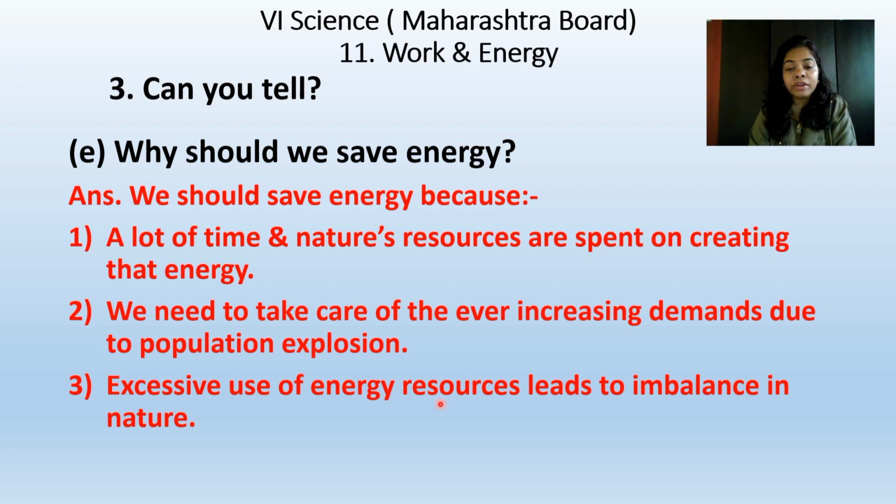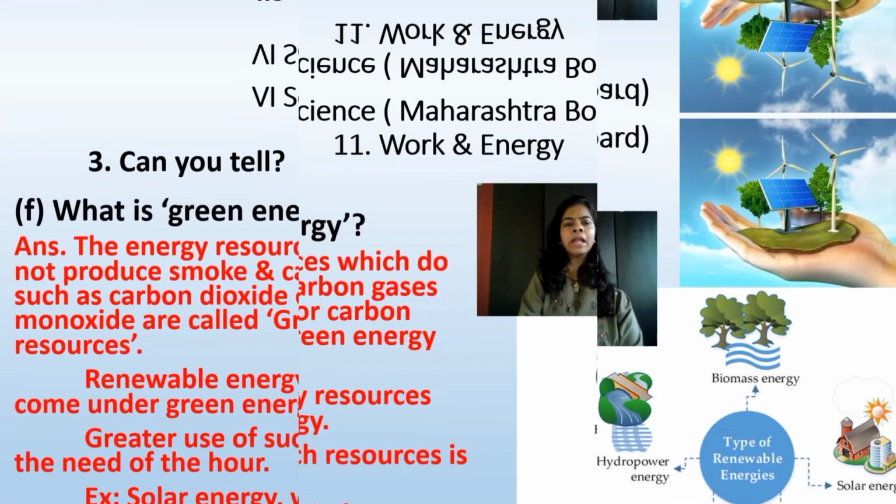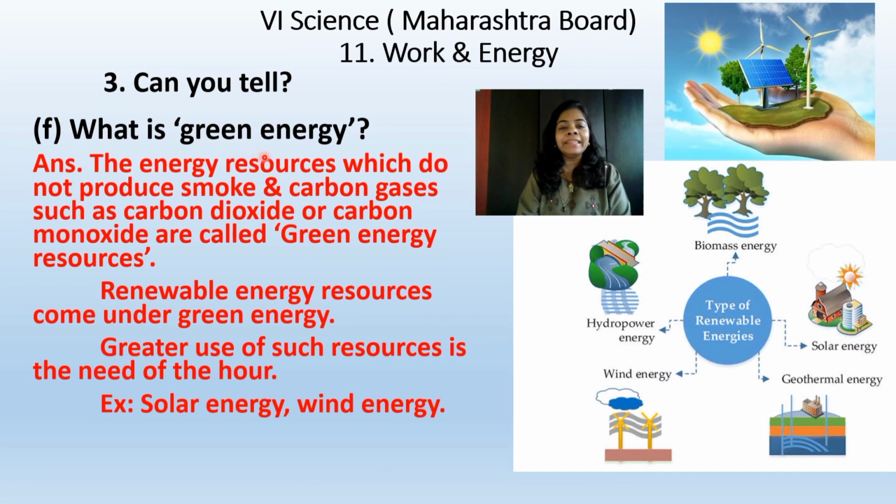Excessive use of energy resources leads to imbalance in nature. When you are overusing the things, children, when you are using too much, nature cannot give things at such a fast rate, at such a fast speed. Next one, F. What is green energy?